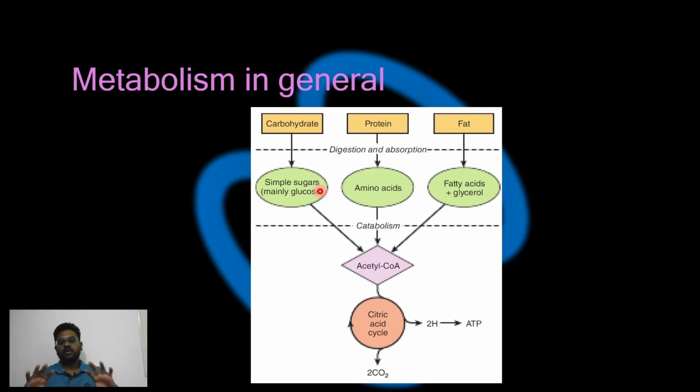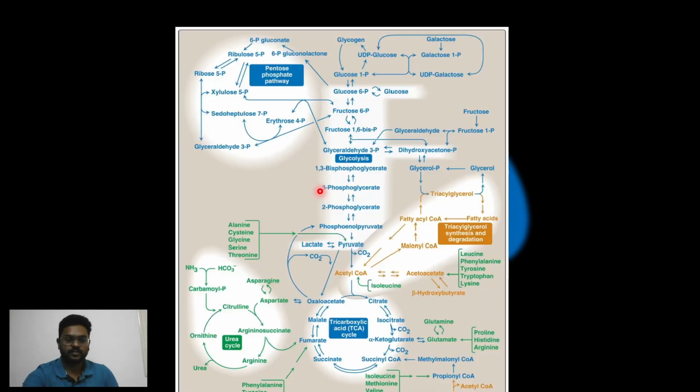But the overview is this, that all of these get oxidized and they are all converted into acetyl CoA, and acetyl CoA gets further oxidized in the tricarboxylic acid cycle, and it produces ATP or reducing equivalents. These reducing equivalents have to go through the electron transport chain, and they also will produce ATP at the end, and that process is called oxidative phosphorylation.